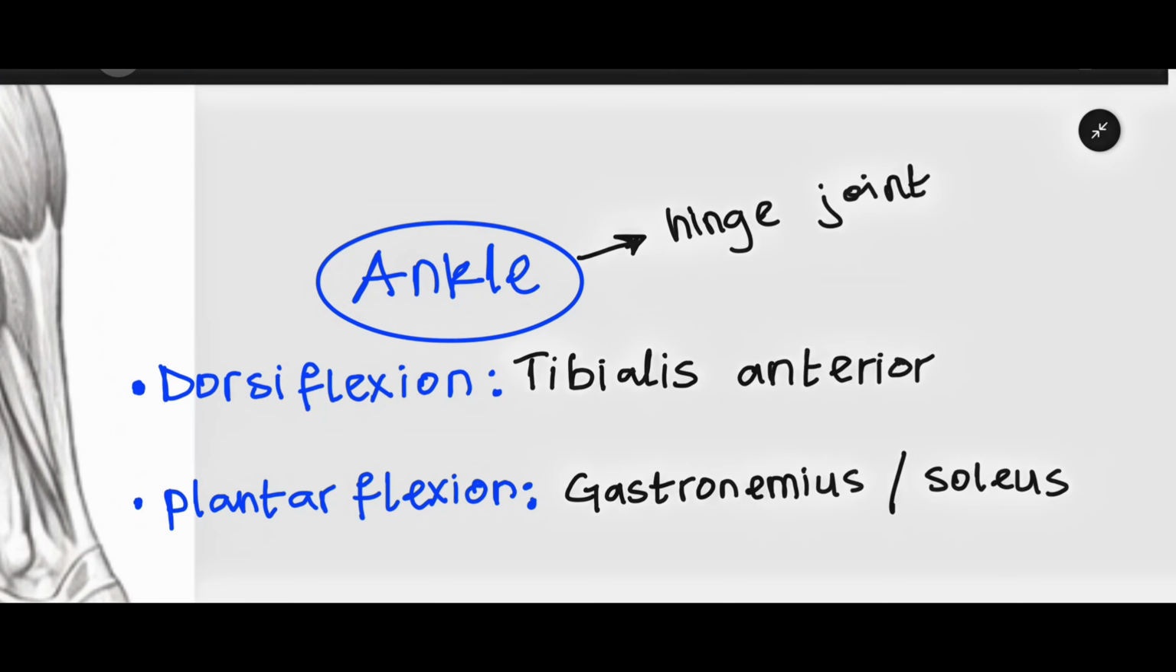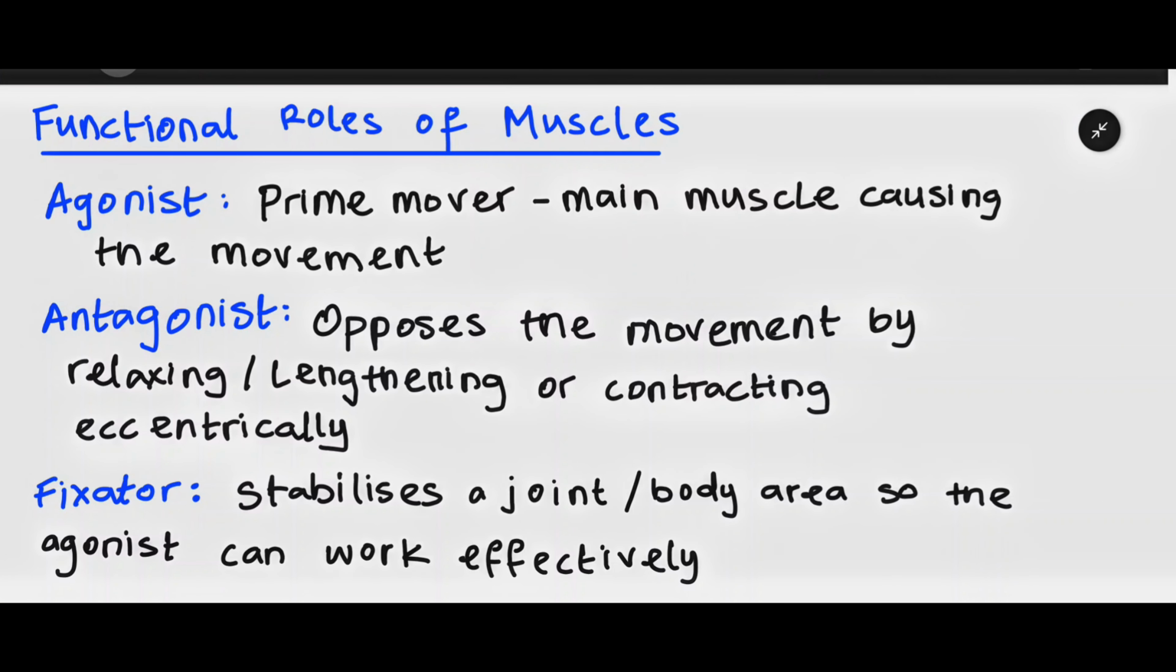So toes up is dorsiflexion, and that is created by the tibialis anterior muscle contracting. Toes down is plantar flexion, any movement where your foot is moving away from your lower leg, that's plantar flexion, and that's created by the gastrocnemius contracting and also the soleus. Okay, all of these muscles we've just looked at that contract to enable these movements to happen are the agonists.